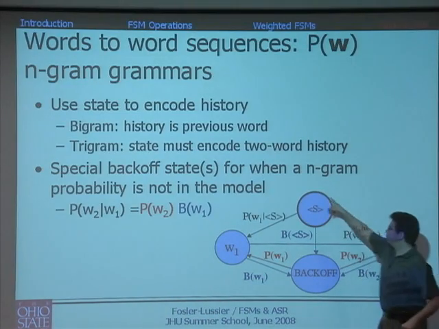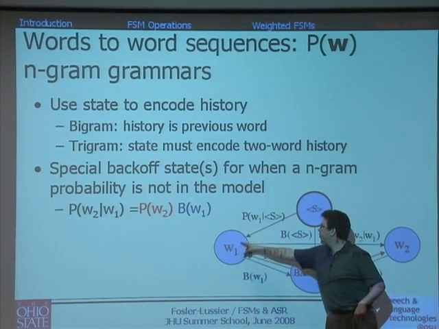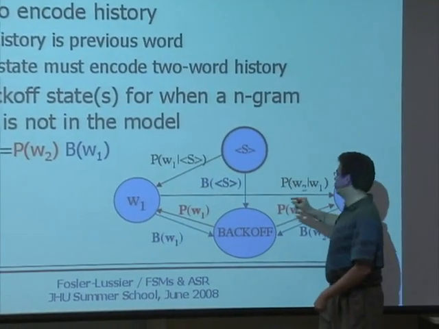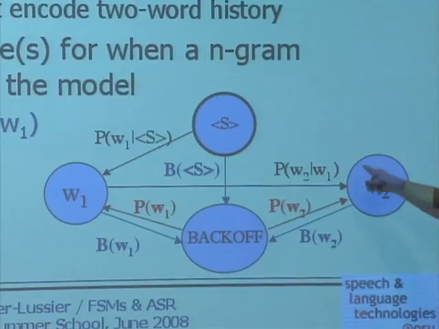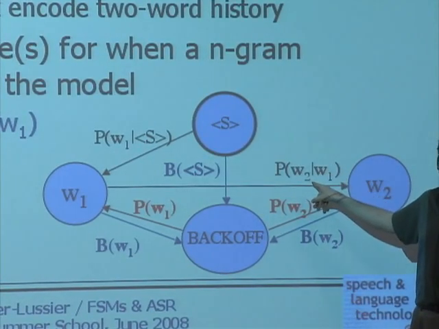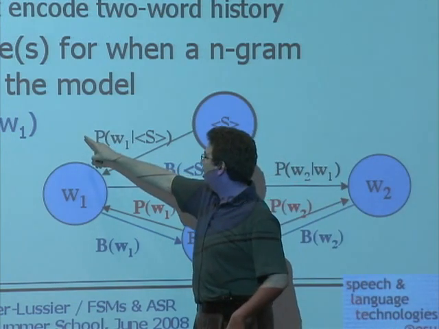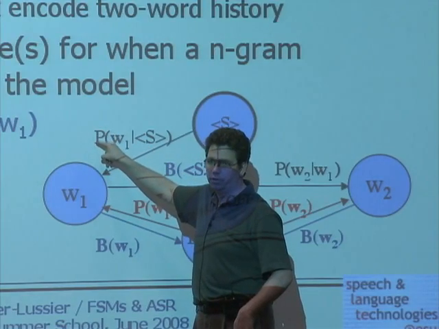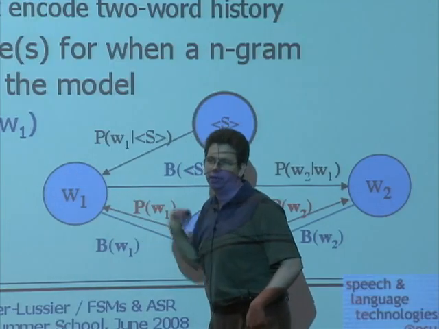So this is our start symbol, right? And I can transition to word 1 with a probability of word 1 given the start symbol. I can transition from word 1 to word 2, probability of word 2 given word 1, and that'll be the weight on this arc, right? So actually, I should have put on this the fact that W1 is my output symbol, right? Transitioning into here. This is just encoding the fact that I've seen a W1.